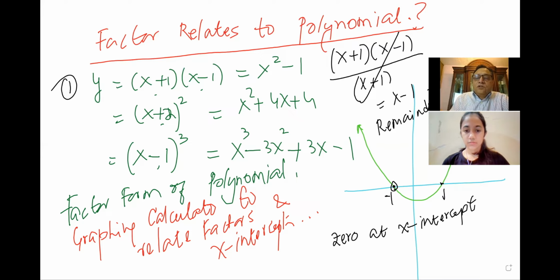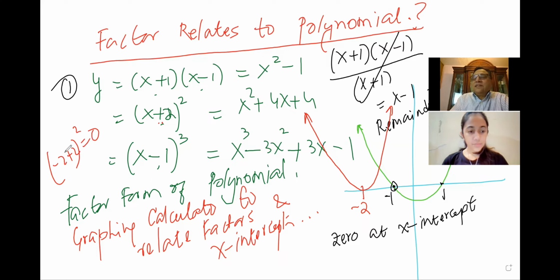Let me graph that also. Second graph is x plus 2 whole square. So that will be a parabola which will look like this, where this point is minus 2. Because if I substitute minus 2, will I get 0 here? Minus 2 plus 2 whole square is what? 0. Do you see that? So I get x-intercept at this point. The graph will be like a parabola shown here.